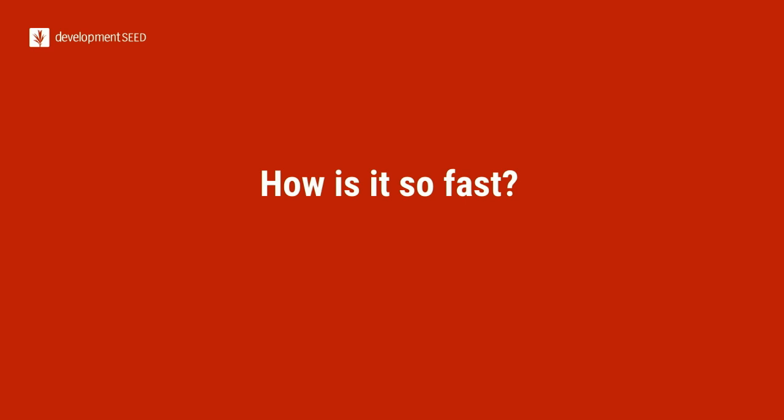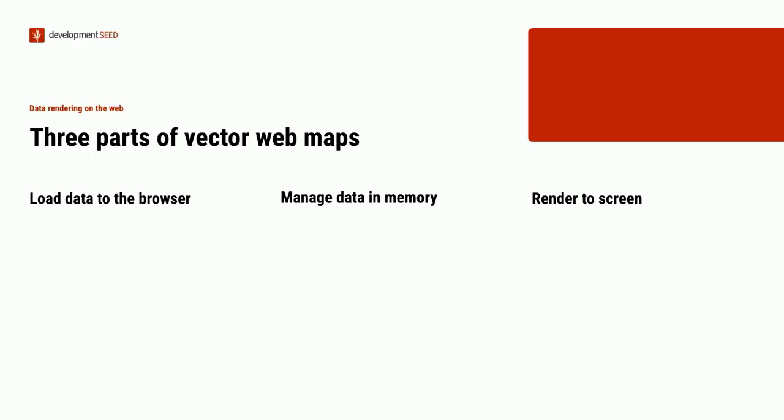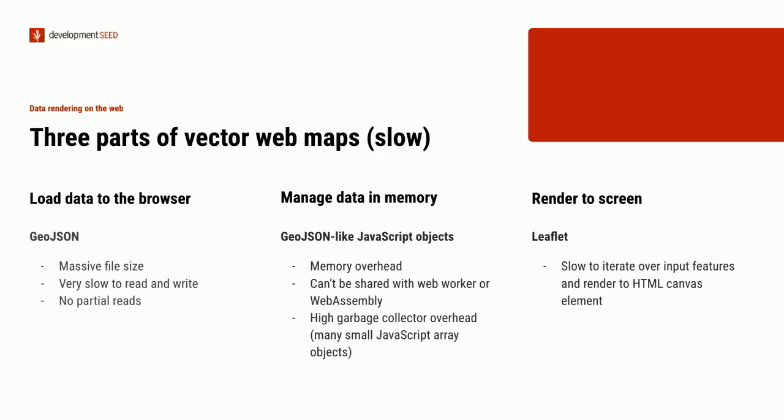If we question just how this is so fast, we have to understand the three parts of rendering web maps like this in the browser. You have to get data into the browser somehow, you have to manage the data in browser memory, and then you have to render it to the screen itself. Historically, the relatively slow old way to do this is to use GeoJSON to get data into the browser.